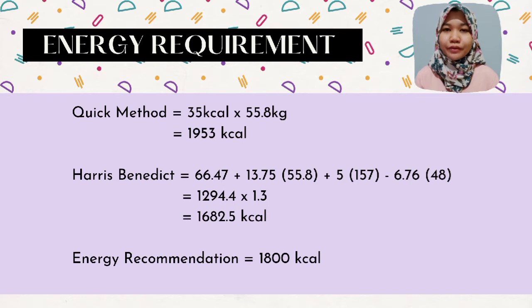For the energy requirement of this patient, we chose to compare the quick method and Harris-Benedict. For the quick method, the energy requirement is 1953 kilocalories. Meanwhile, for Harris-Benedict with an activity factor of 1.3, which is moderately active, the energy requirement is 1682.5 kilocalories. Thus, we chose the mean of these two amounts, which is 1800 kilocalories, for his energy requirement.